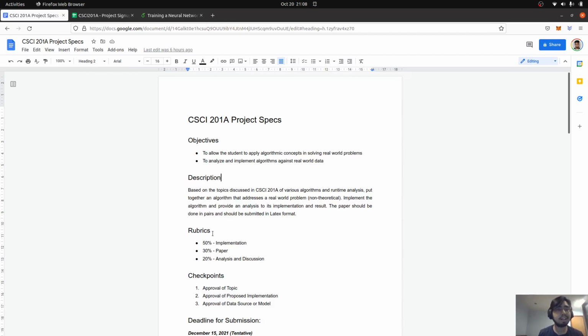So being a grad class, the requirement is to submit a paper about the subject that you are currently taking up, which is advanced algorithms, analysis and algorithms. Okay. So the objectives for the project is to allow the student to apply algorithmic concepts in solving real-world problems.